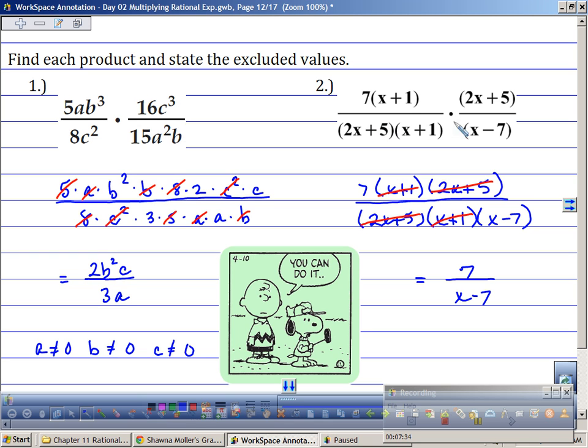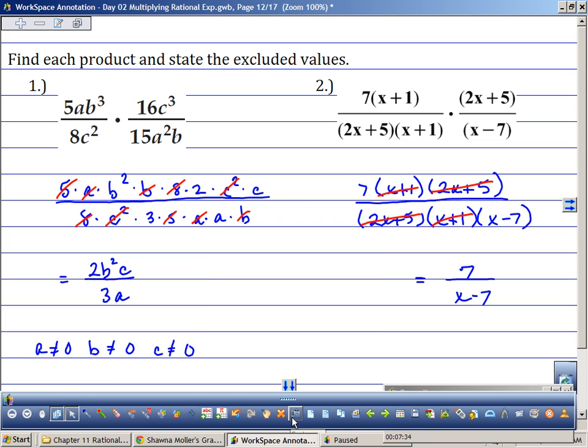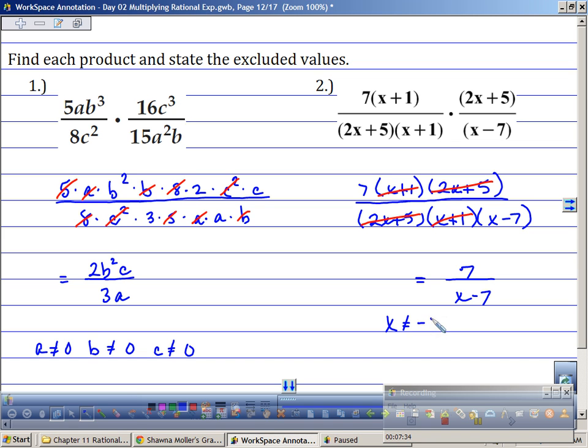These are a little bit different though. Would it matter if x was 0 here? No, it would just be 0 times 2 is 0 plus 5 is 5. But it would matter. I'm going to need some room for this. Let's go to this. Well, we can see this one pretty easily. What can x not be with that one? Negative 1. And x can't be what with this one? 7.